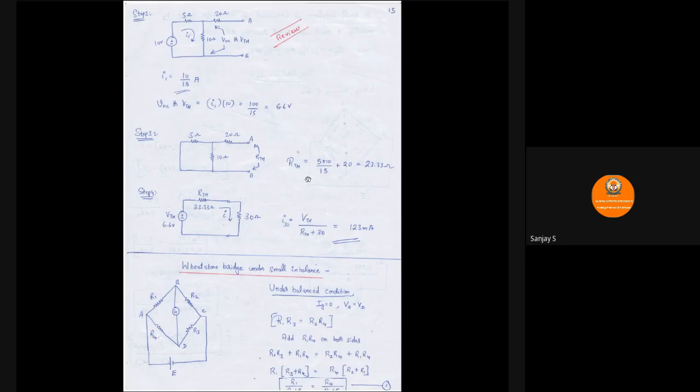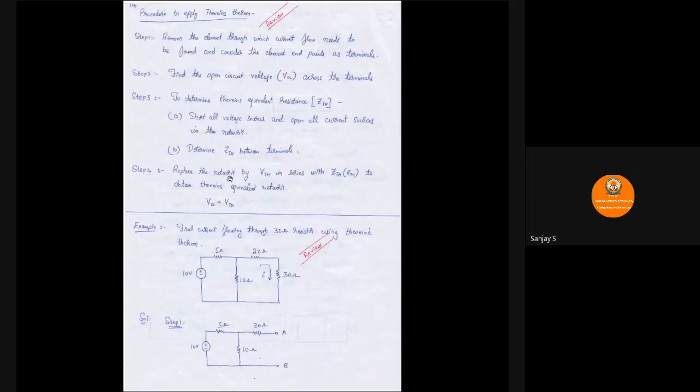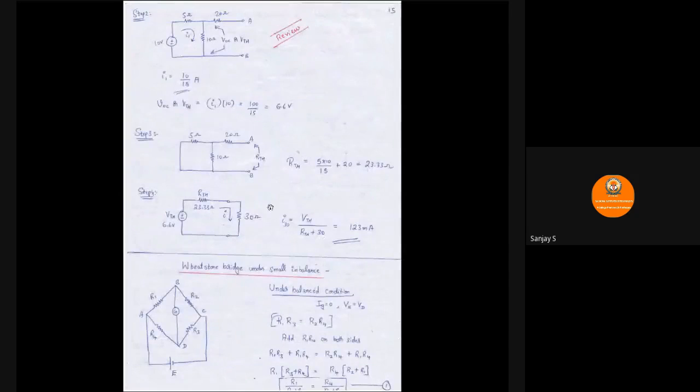Now, step number 4. Replace the network by VTH in series with ZTH to obtain the Thevenin's equivalent network, where VOC is nothing but VTH. So what I have to do? Replace the entire circuit by VTH in series with RTH. I have my VOC or VTH as 6.6 volts and the RTH value is 23.3, and now I bring the 30 ohms that I had removed in step 1 back into the circuit. So this is what Thevenin's theorem says.